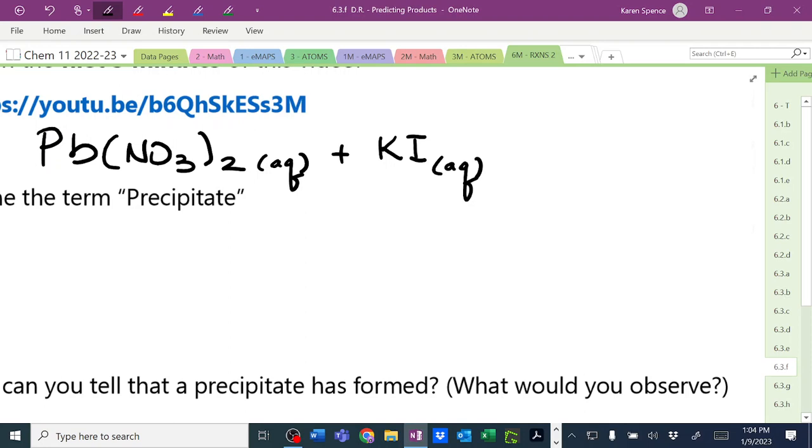So this is a centrifuge. And now we are going to pour off the liquid and leave the solid behind. That process is called decanting. So I'm going to decant.